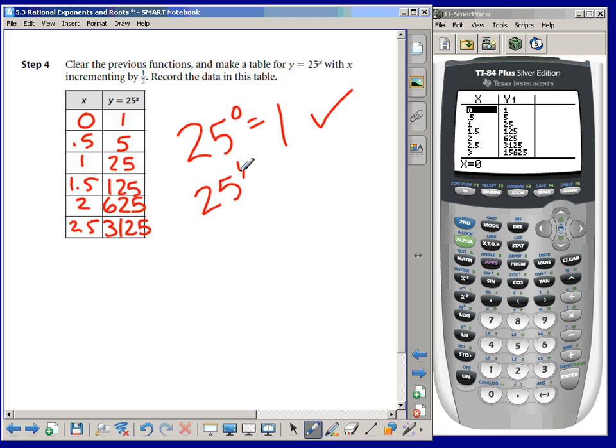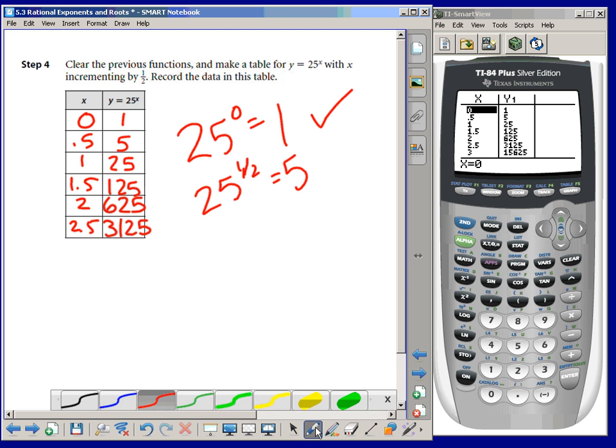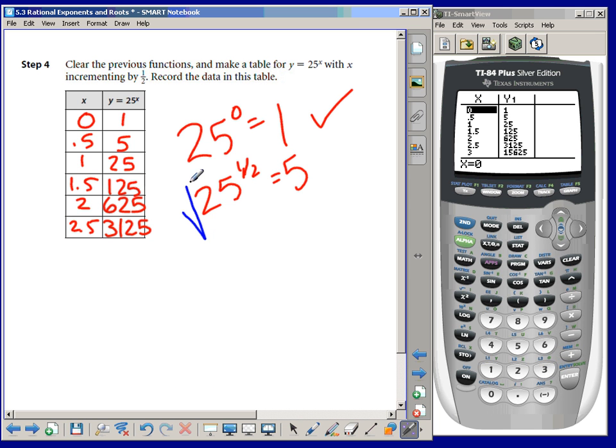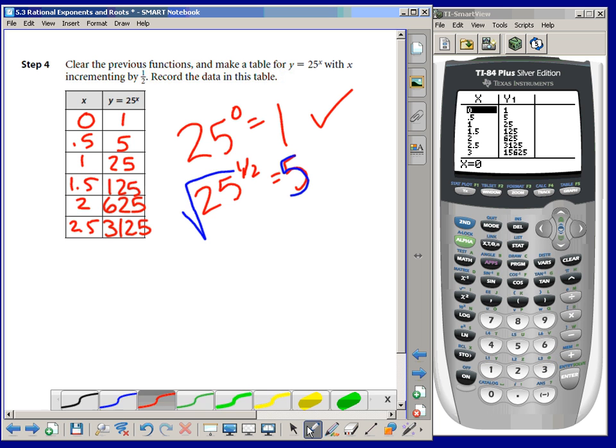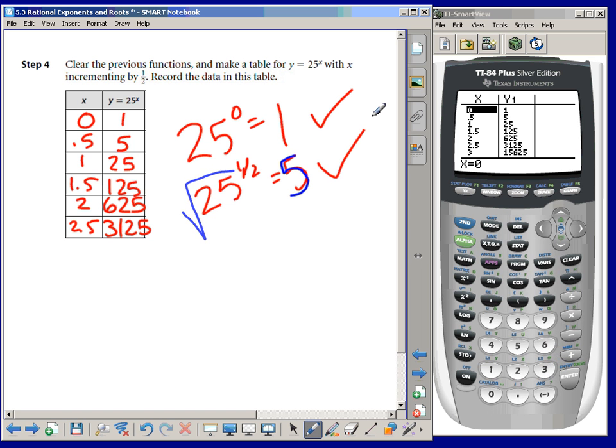25 to the 1/2 power is 5. Well, we just learned that the 1/2 power is equivalent to the square root. So the square root of 25 equals 5. Yep, that seems to make sense as well.